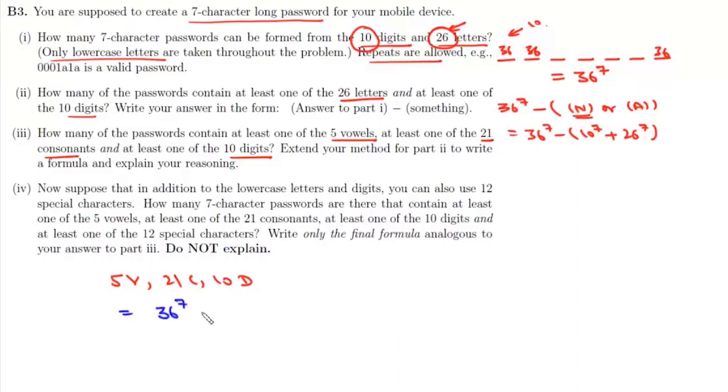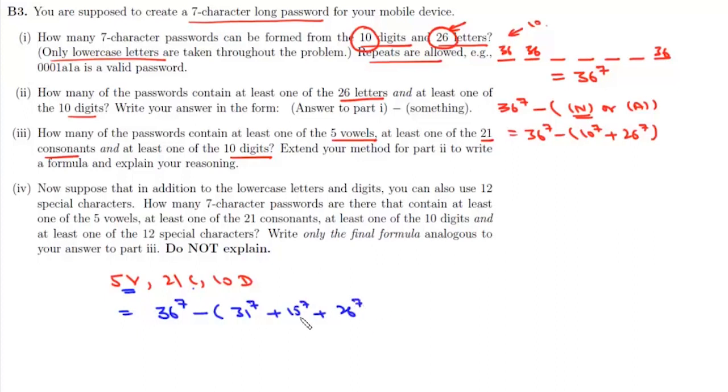Now the total number is 36 to the power 7, and from this we'll subtract all those cases in which at least one is missing. If vowels are missing, then for each position we have 31 choices. So it will be 31 to the power 7. Plus, if consonants are missing, we'll have 15 choices for each position. So it will be 15 to the power 7. And plus, if digits are missing, then we'll have 26 choices. So it will be 26 to the power 7.